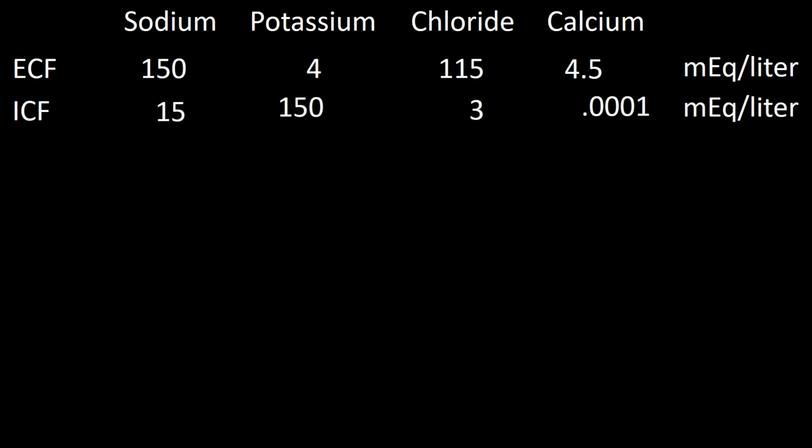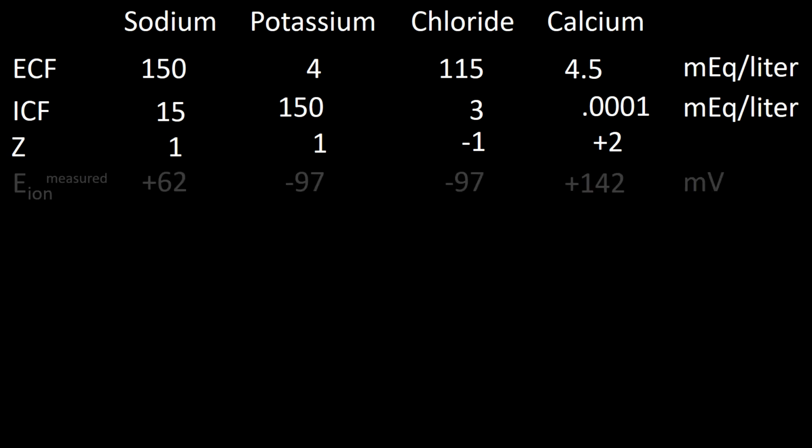In this frame, I will introduce several elements corresponding to each of the ions listed. The first row corresponds to their extracellular concentration, the second to their intracellular concentration, the third to their valence, and the fourth to the experimentally measured equilibrium potential. Notice that the ion with the highest measured equilibrium potential is calcium.